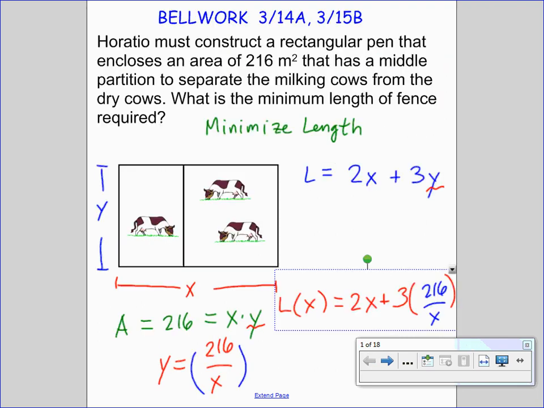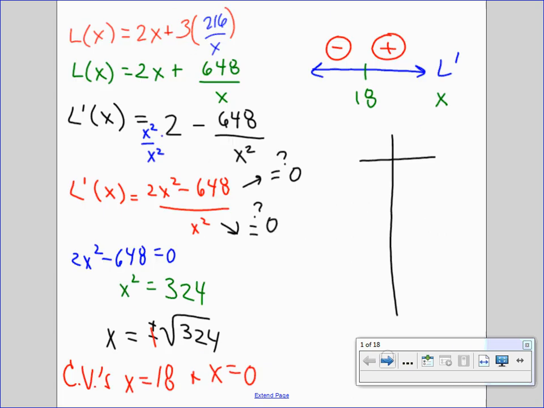Because the question still asks, what is the minimum length of fencing required? We'll go ahead and still make an L of x chart, and on that chart, we have to include 18. Now, this is not a closed interval, but if we wanted to, we could include other values on here, just one on either side in order to make sure. In order to do that, I could pick something that is convenient. 1 would be easy to evaluate, and we could also choose something that would reduce with this 216, so maybe 108.